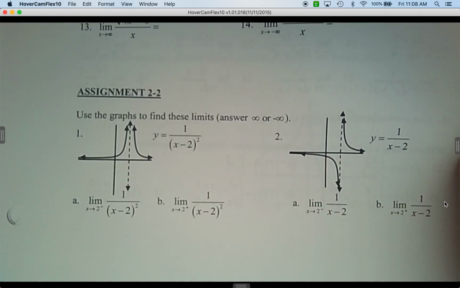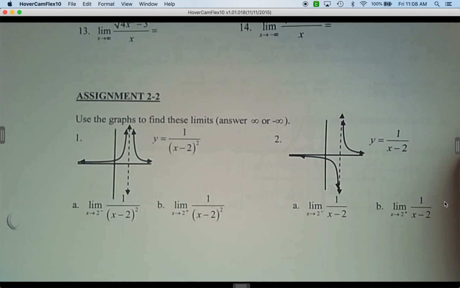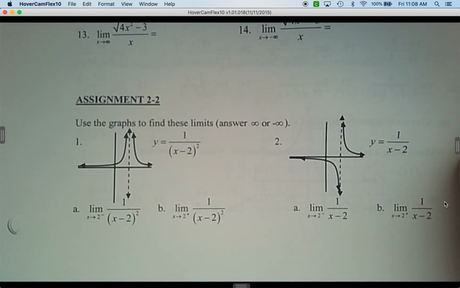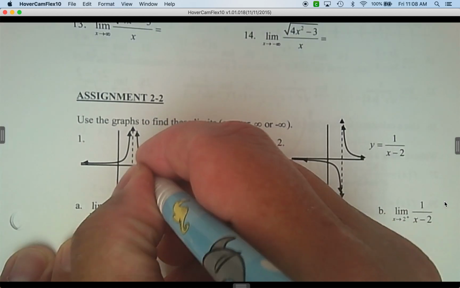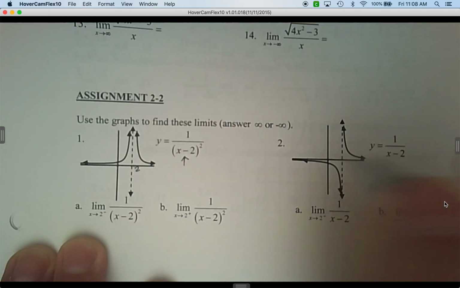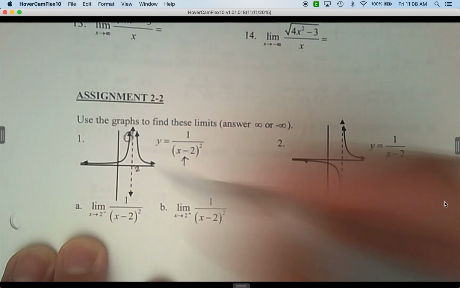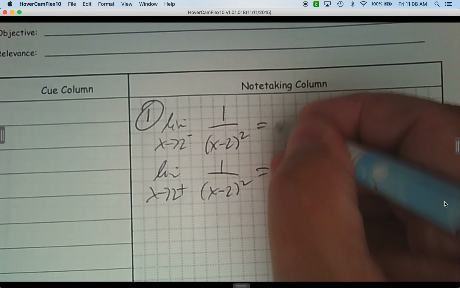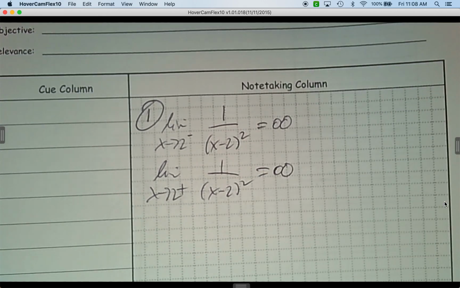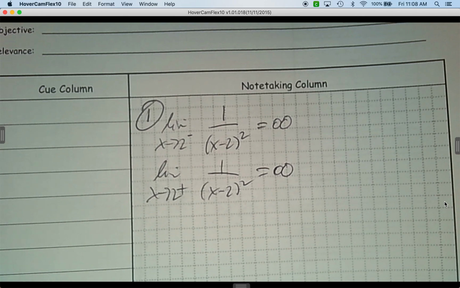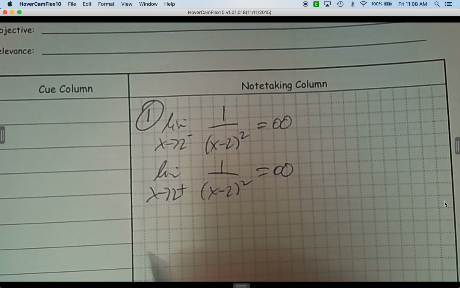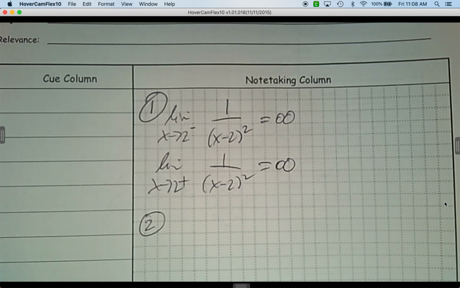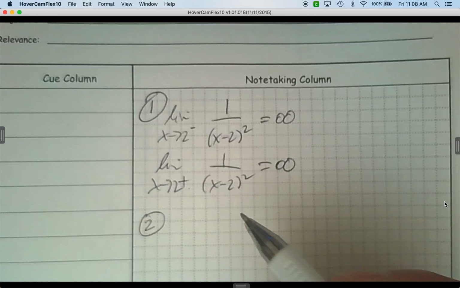So in number 1, when I look at it, even though it's not labeled, the asymptote is at positive 2. So from the left, where is it going? From the right, where is it going? Both answers would simply be infinity, to the right and to the left. So as a two-sided limit, the answer would be infinity. So you could say that the two-sided limit does exist. But here's one-sided, and the answers.